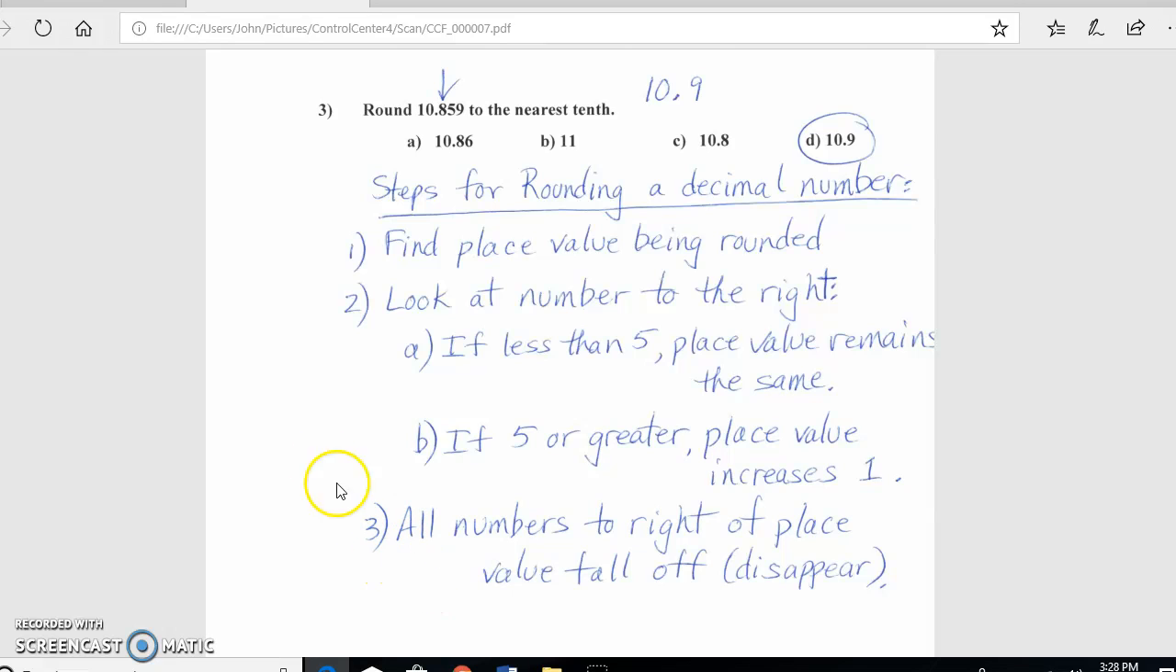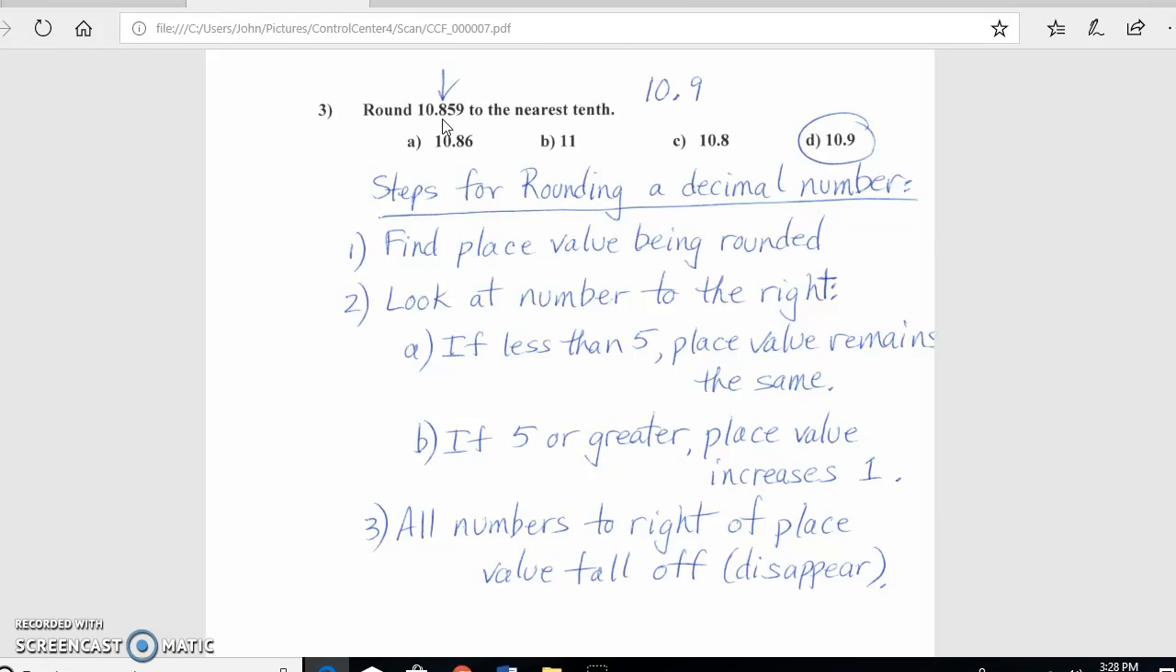So in this case, we first find the place value being rounded, which is the 8, as I've indicated here with the arrow. In the tenths place, the 8 is in the tenths place. And then we look at the number to the right, and we have a 5. So because it is 5 or greater, then that means our place value is going to go up 1.